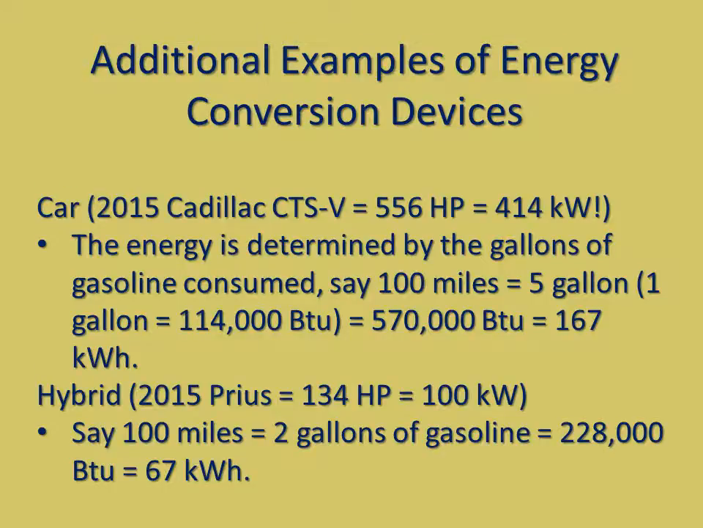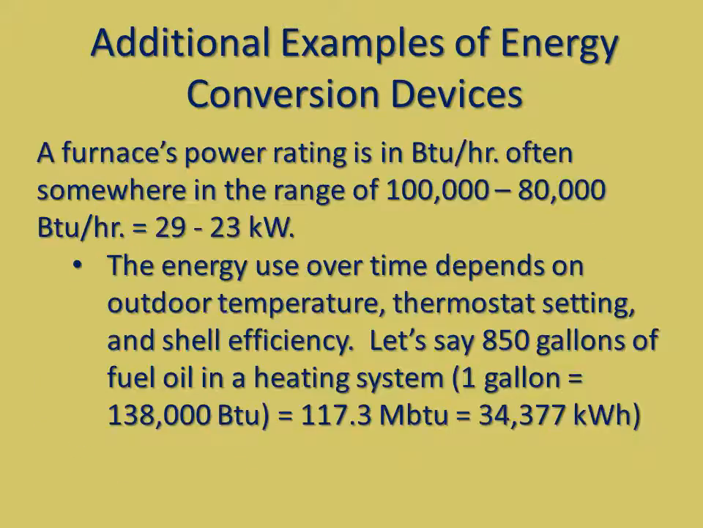So another typical device we have in our homes is a furnace. Furnaces are rated in BTUs per hour. That's the power rating of the unit. And oftentimes they're in the range of 100 to 80 BTUs per hour. And we can convert that, if we wanted to, into another power rating that many of us are familiar with, which is kilowatts. And that would result in a 29 to 23 kilowatt power system. So that's the power rating of the device.